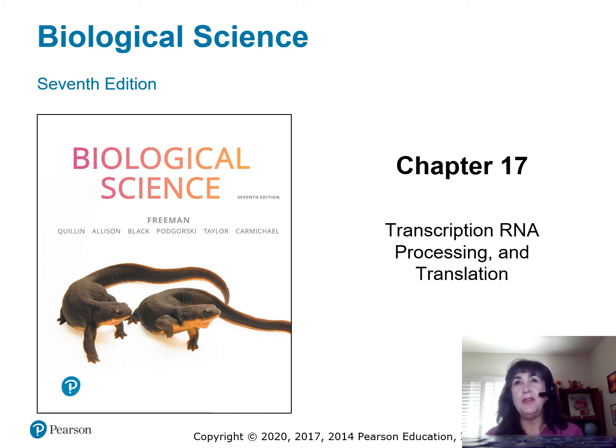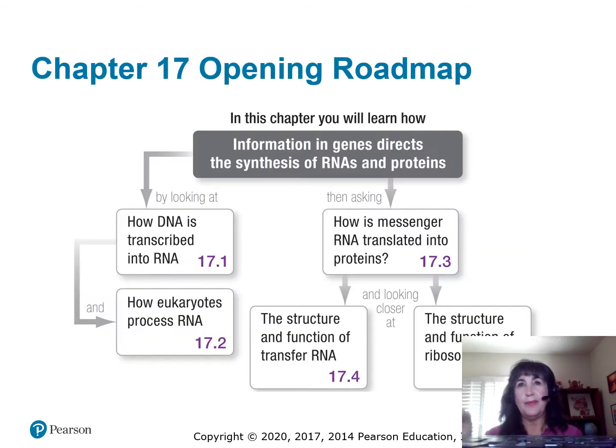Chapter 17, Transcription of RNA, Processing and Translation. So this is the nitty-gritty of understanding transcription and translation, both in prokaryotes and eukaryotes. In this chapter, you will learn how information in a gene directs the synthesis of RNAs and proteins. And we'll be looking at how DNA is transcribed into RNA and how this is done in both bacteria and eukaryotic cells. Then we'll talk about translation for the second part.